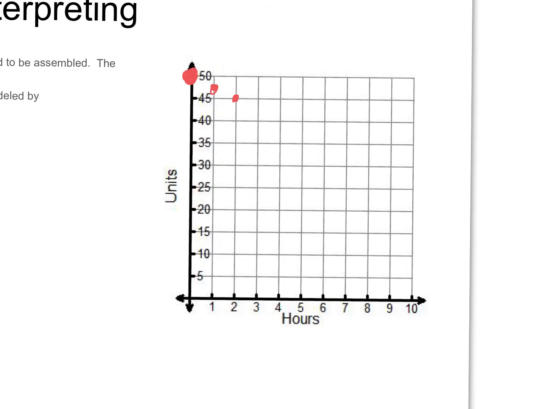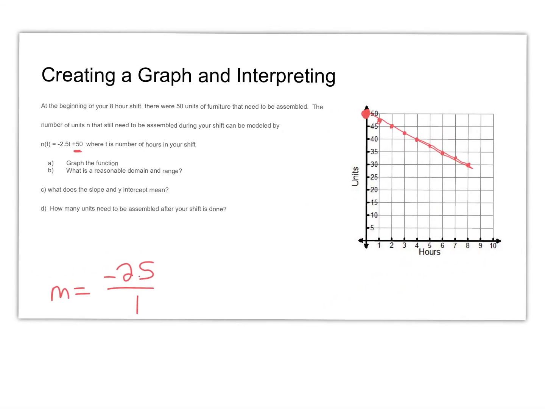2, 3, 4, 5, 6, 7, 8. Now I'm going to stop there, and I'll explain why in a minute. So let's connect our dots here. Okay, not exactly a great line. You should be using a ruler. Okay. So now, there's the graph.